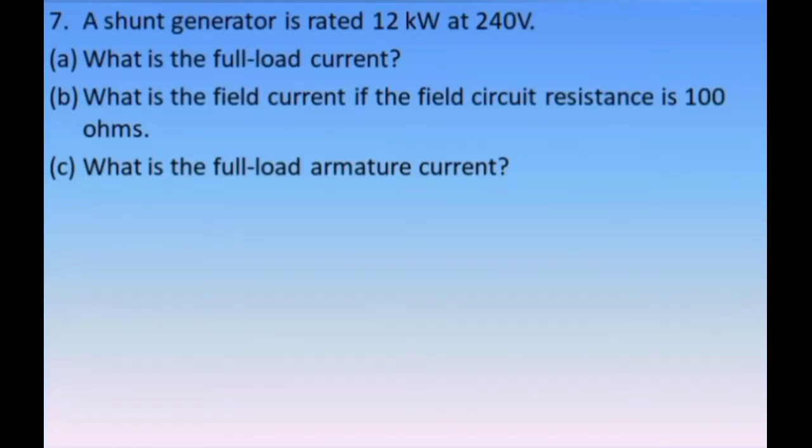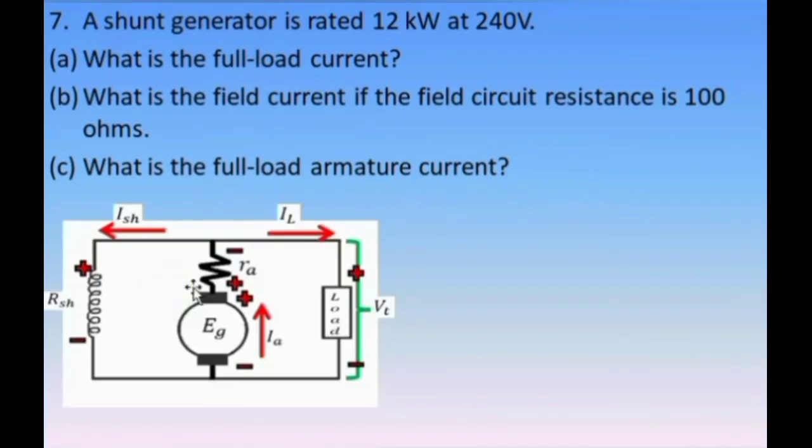Let's proceed to problem number 7. A shunt generator is rated 12 kilowatts at 240 volts. Letter A, what is the full load current? Letter B, what is the field current if the field circuit resistance is 100 ohms? And letter C, what is the full load armature current? So again, we have a shunt generator. And we are asked to determine the full load current, the field current, and the full load armature current. The terminal voltage of this generator is 240 volts. And its rated power is 12 kilowatts or 12,000 watts.